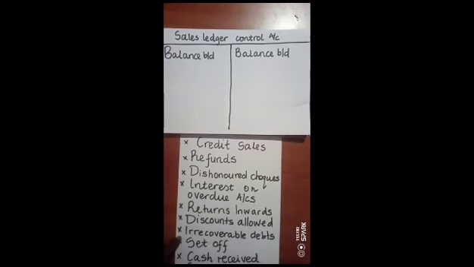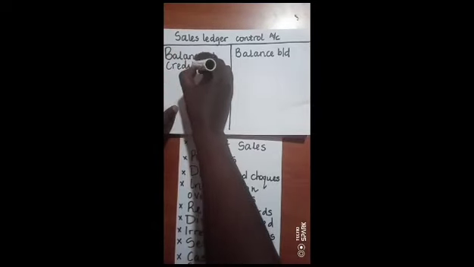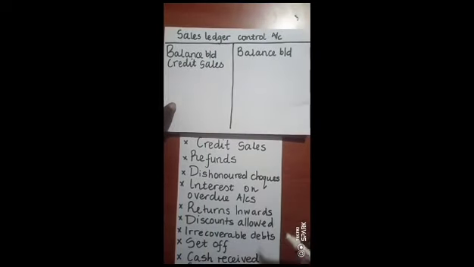Then let's look at the transactions that are supposed to be recorded in the control account. We have credit sales, and where are we supposed to record it? Yes, on the debit. Why? Because credit sales increase the amount owing from the customers.